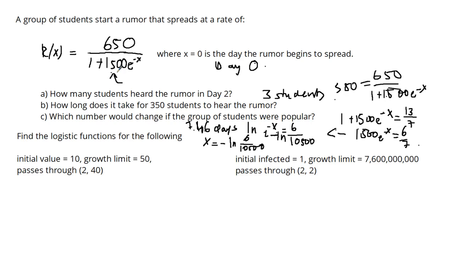If you lower this down to 50, it'll be 650 over 51. There's about 13 students already hearing the rumor by day 1. It's just day 1. 13 students already heard it because you're popular, you know? And it's cool that you're popular. So this number would change if the students were popular.